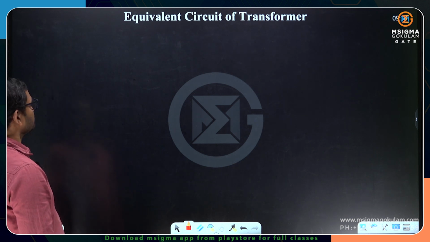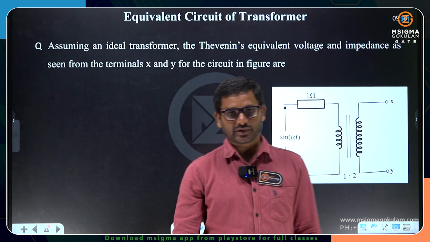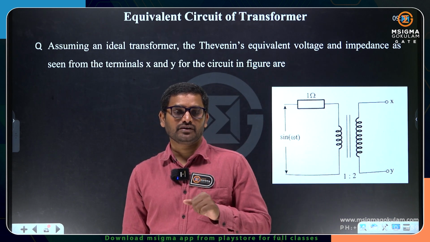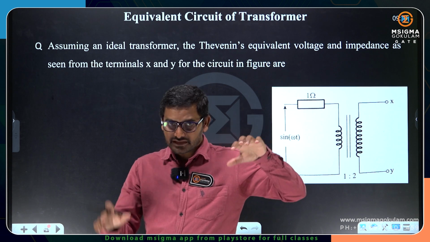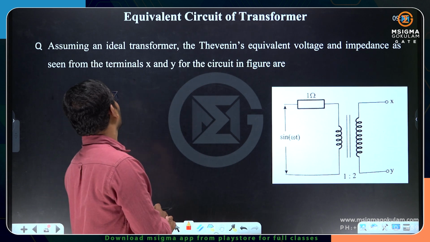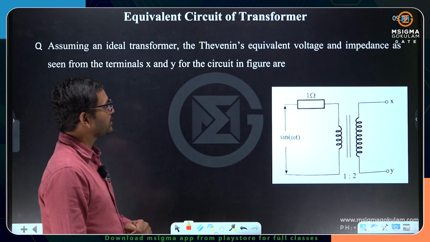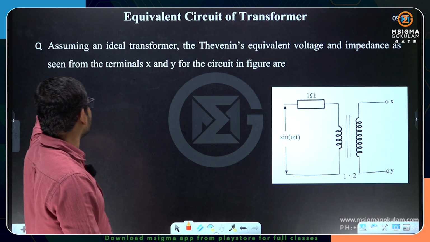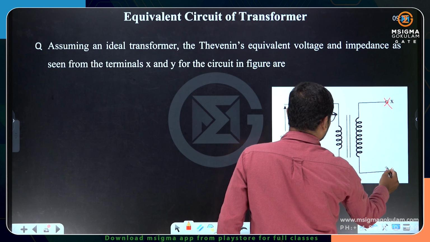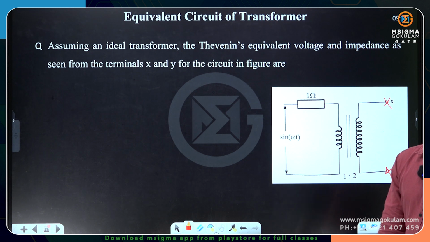So let us move on to some problems on the equivalent circuit. The question can be on operation of the transformer during load or the equivalent circuit. It looks like a combination. Please try to understand. We'll do some questions like that. The question is given: assuming an ideal transformer, find the Thevenin's equivalent voltage and impedance as seen from the terminals X and Y. The terminals X and Y are here. I want to find Thevenin's voltage and Thevenin's impedance seen from the circuit.